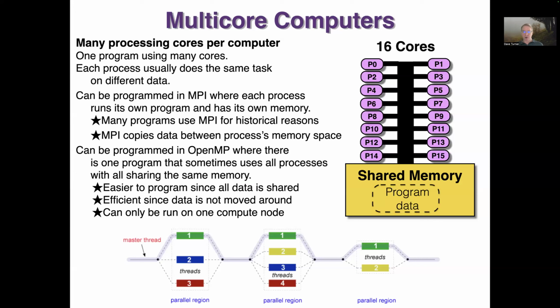You can run your MPI programs on this and have one MPI task on each core, for example. So that is commonly done.